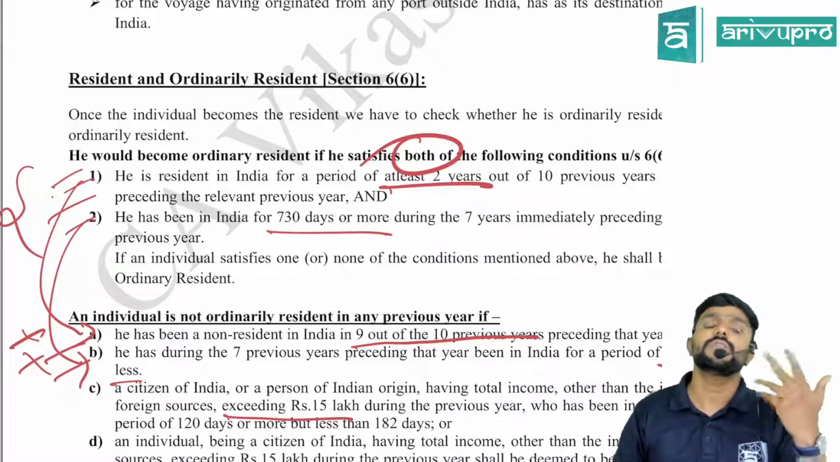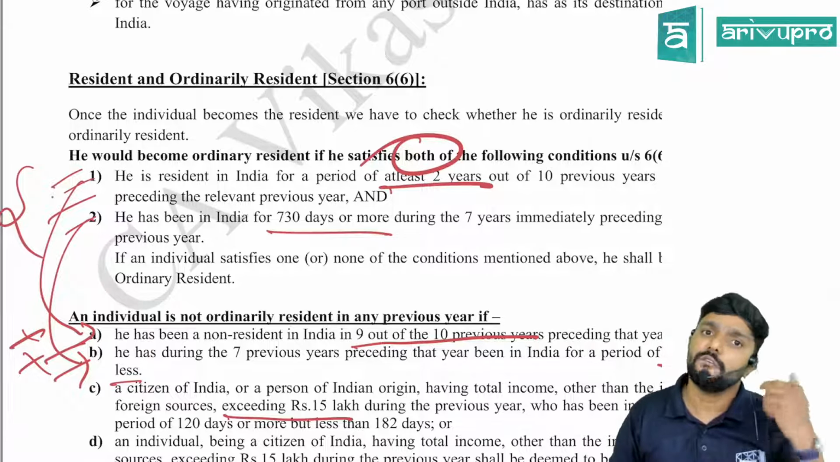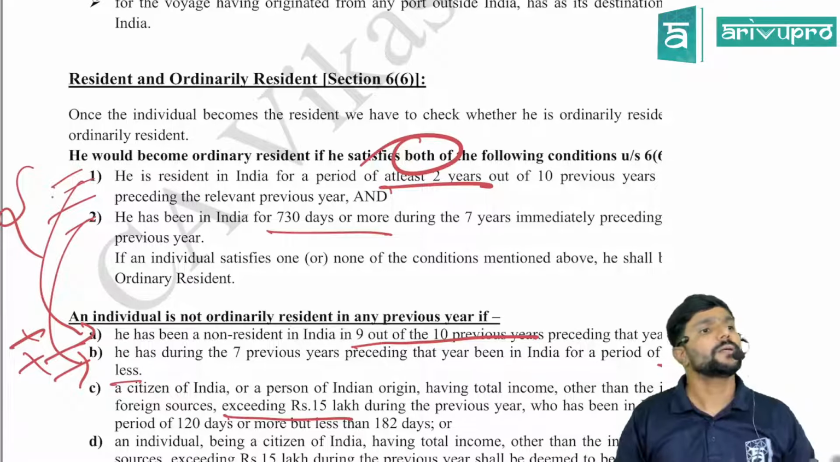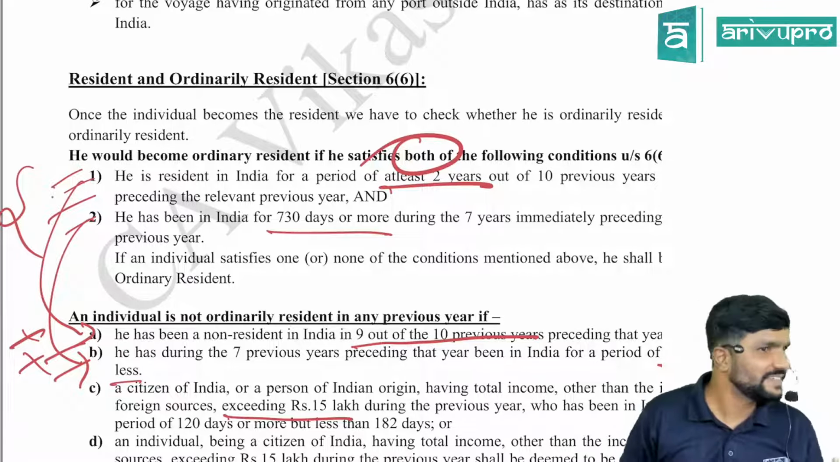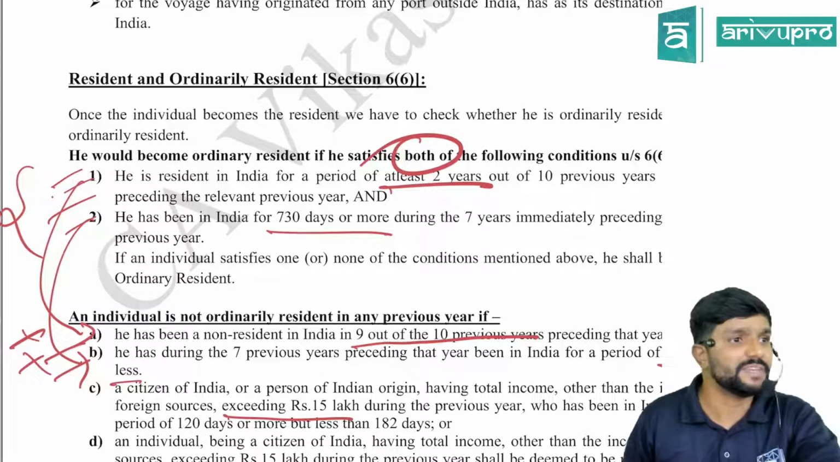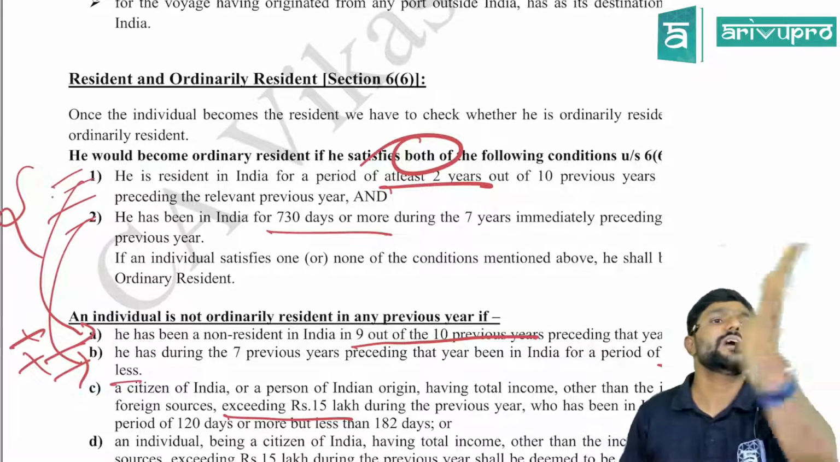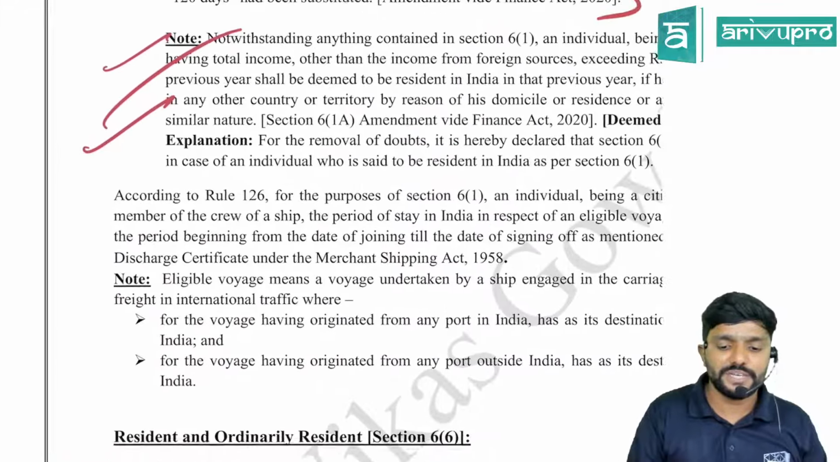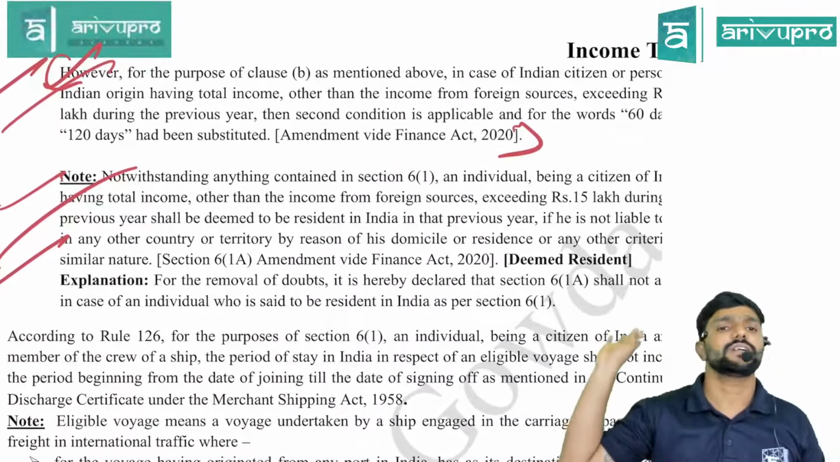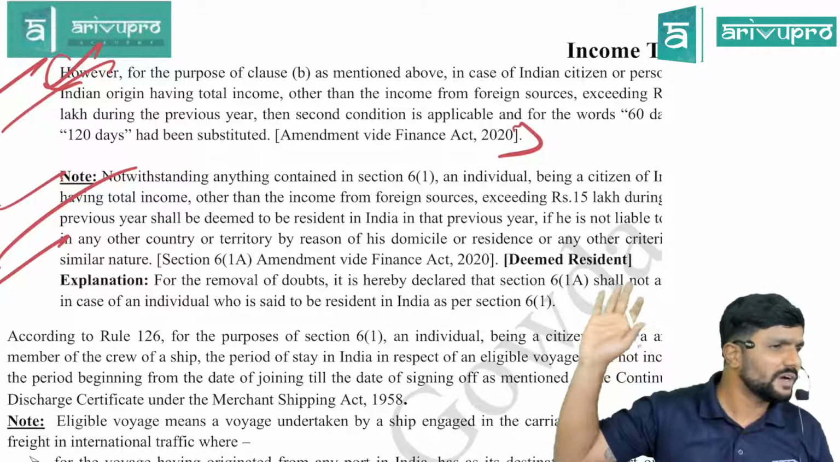Sir, what if both the conditions are not satisfied, or what if one condition is also not satisfied? Not ordinary resident. Clear? So in that case, one extra step will be there. What is it? You have to check 6.6 and then tell whether they are ordinary or not ordinary. Whereas for these two cases, straight away not ordinary, guys.